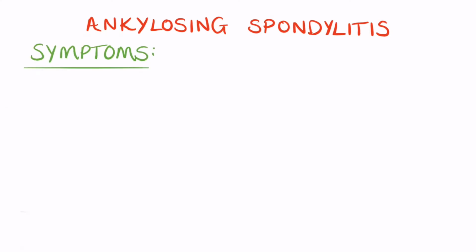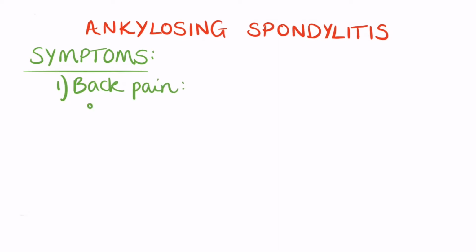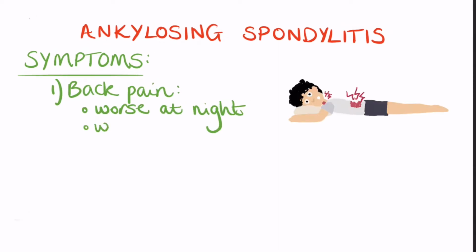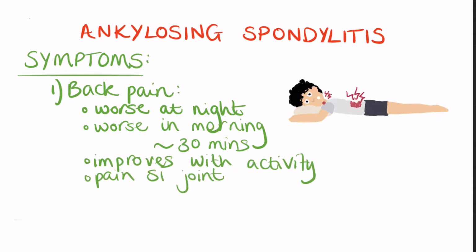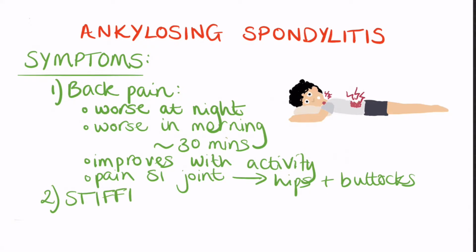Symptoms include back pain. The pain will be characteristic as being worse at night, worse in the morning, and often lasts for around 30 minutes or more. The pain will improve with activity, and so these features differentiate it from mechanical back pain. Pain often occurs initially in the SI joints and radiates to the hips and buttocks. As well as pain, the patient will have stiffness of the spine and may report a reduction in mobility.